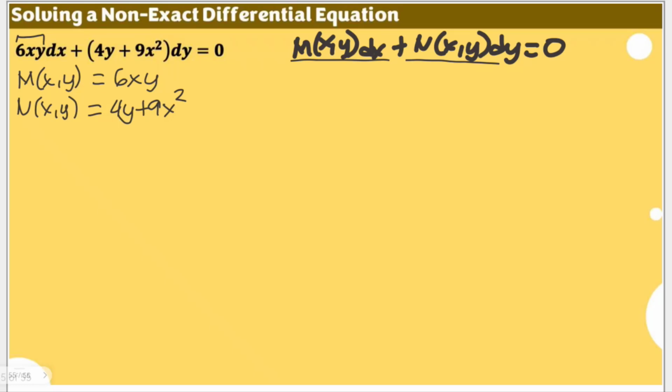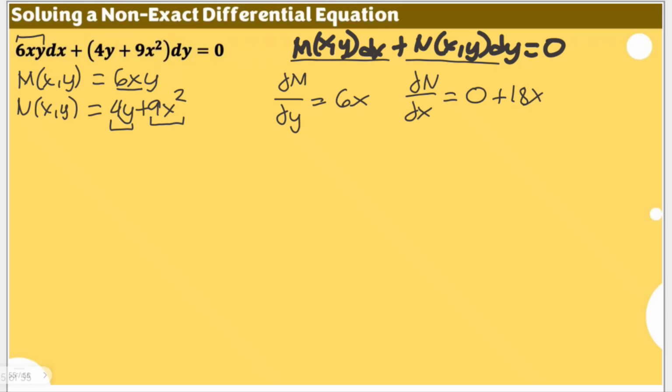In the previous video, we were able to solve the partial derivative of M with respect to y. As we treat x together with 6 as constant, its first derivative is 6x. And our partial derivative of N with respect to x, as we treat y as a constant, the first derivative of 4y is simply 0, but the second term only has the x variable, so this is actually 18x, giving us a result of 18x. We can see that they are not the same. That is why this is really a non-exact differential equation.